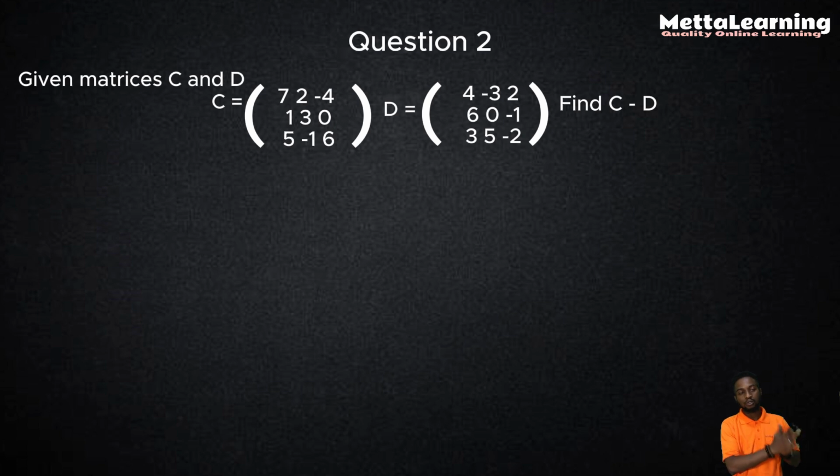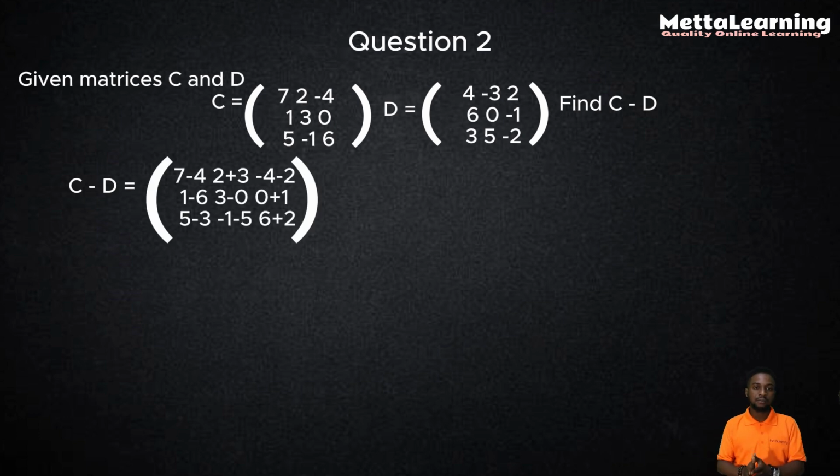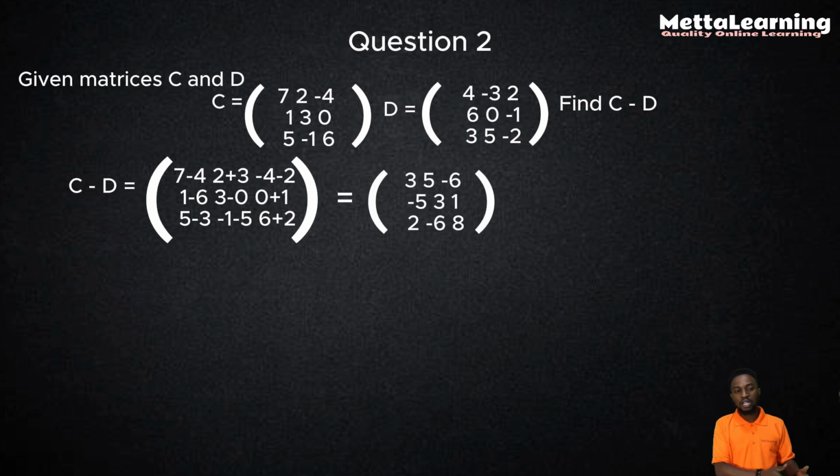So when we subtract the matrix D from C, and that will be calling my values now in columns, and that will be 7 minus 4, 1 minus 6, 5 minus 3, then moving to the second column, 2 plus 3, 3 minus 0, minus 1 minus 5, and moving to the last column, minus 4 minus 2, 0 plus 1, 6 plus 2, close bracket. So we'll be having the subtraction of matrix D from C, final answer, calling my values in columns, that will be 3, minus 5, 2, 5, 3, minus 6, and minus 6, 1, 8 as our final answer.